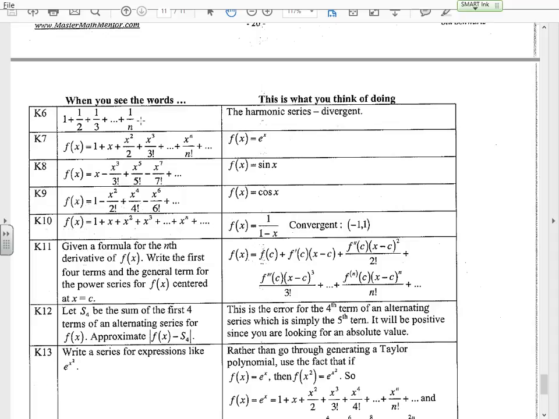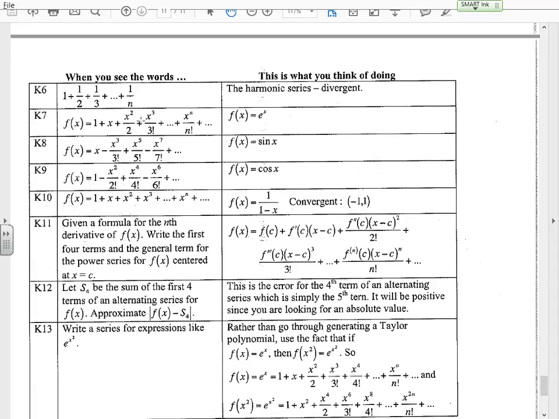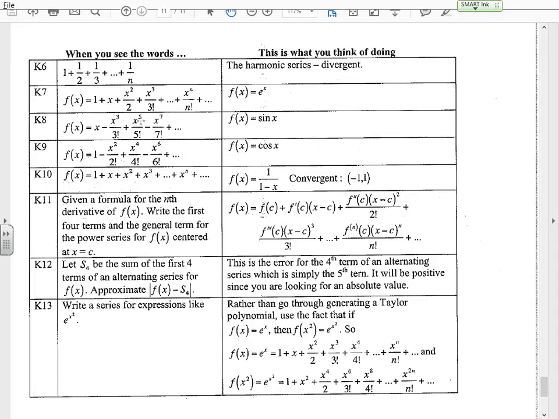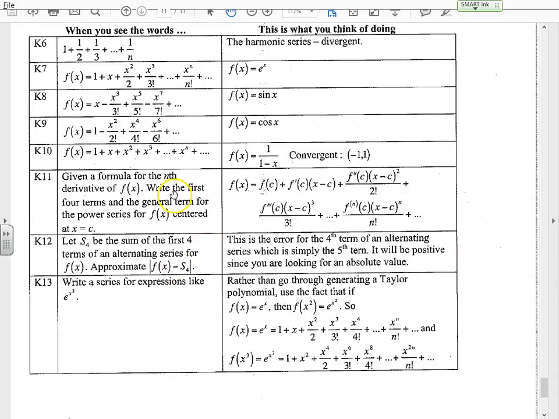For H6 and H7, we went over this in the morning. Oh, hold on, we're finishing K. Any more in K? Can you explain K12? This is assuming that you were able to find S sub 4, meaning they said something like find the 4th degree Taylor polynomial. I guess 3rd degree.